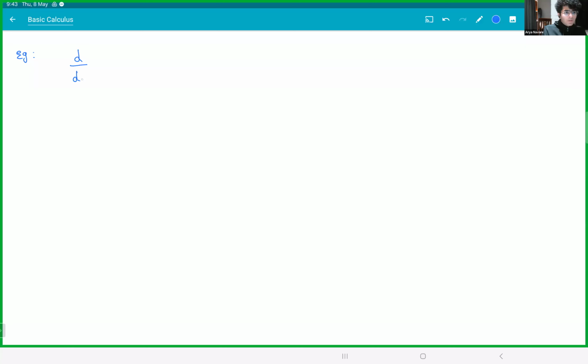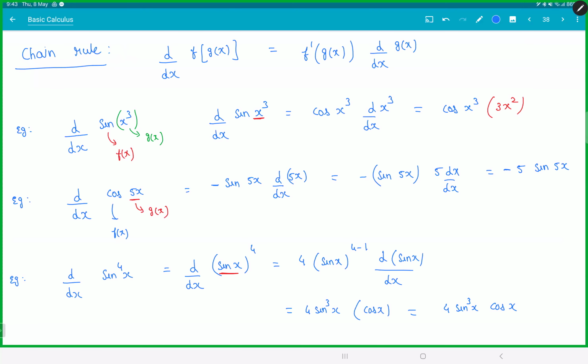Sir, can you please show differentiation of sine cube x cube? Patience. We have others in the class also, right?